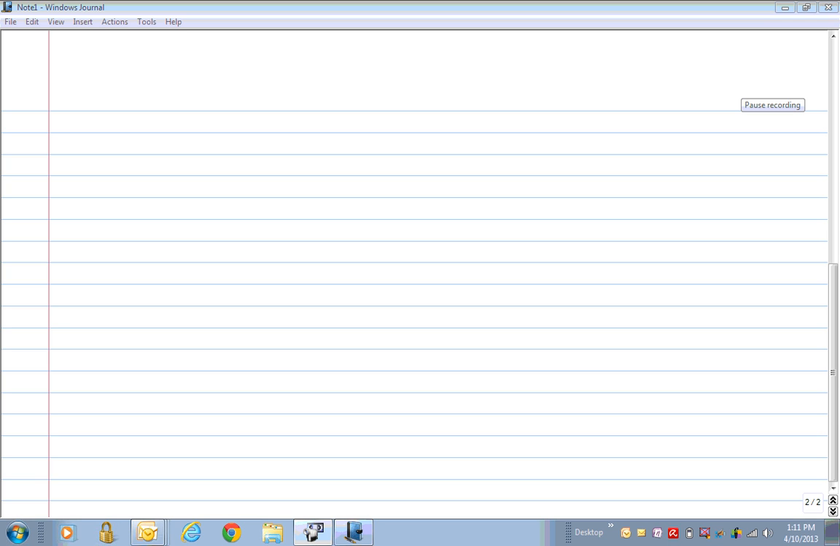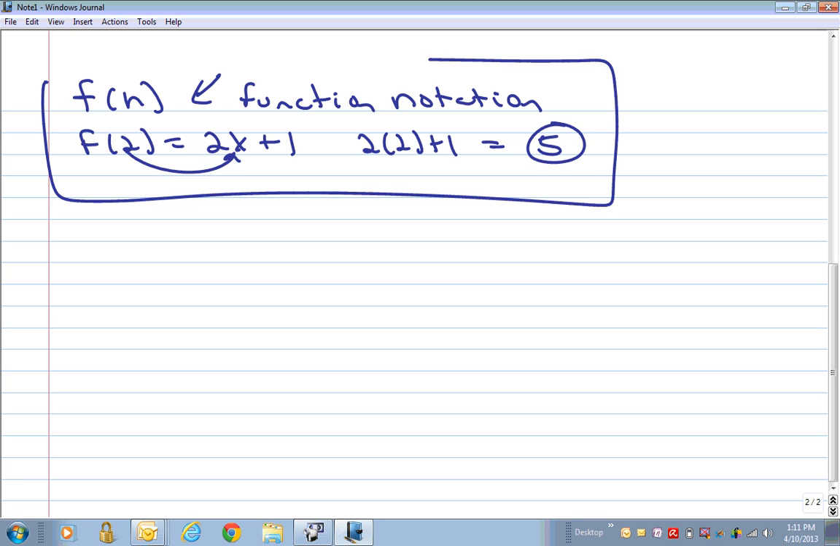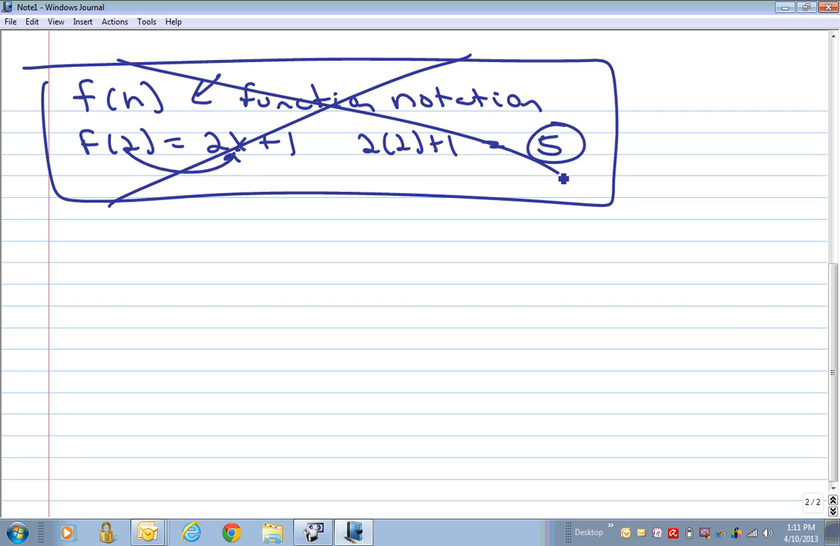We want to talk a little bit about the notation for sequence and series. One of the notations you're very familiar with is f of n, function notation. So if you had f of x equal 2x plus 1, and you wanted f of 2, you would put the 2 in for the x, and so you would have 2 times 2 plus 1 equals 5. That would be function notation. I'm going to cross through it now because we're not talking about function notation, but there are some similarities and some differences between the notation.